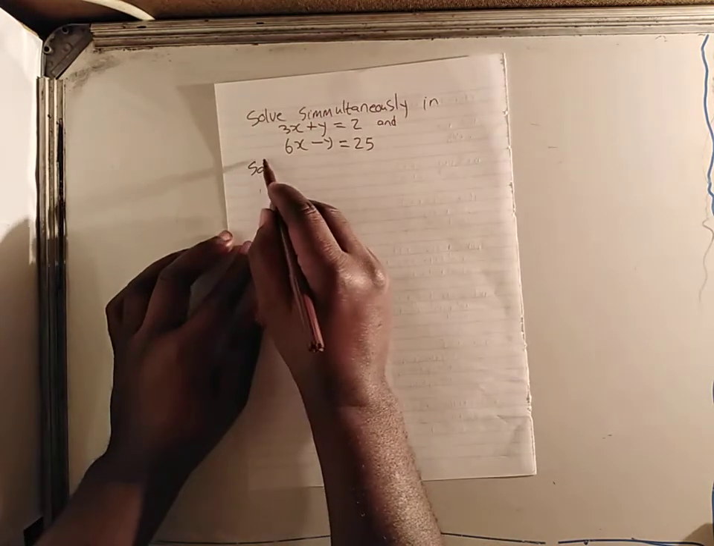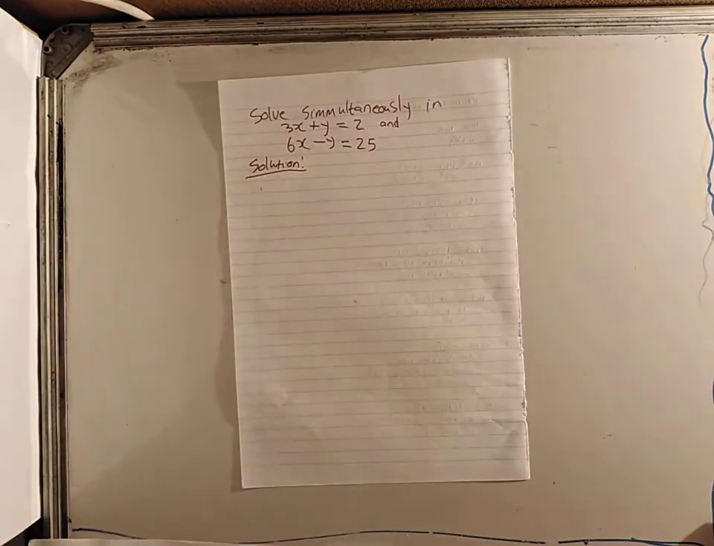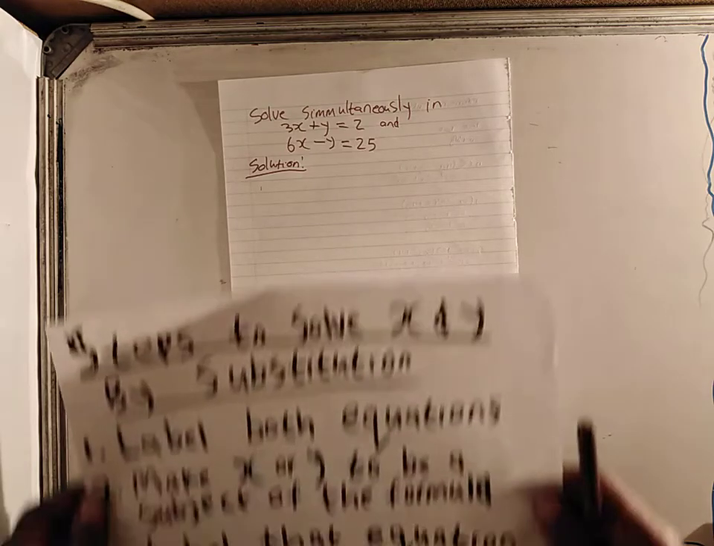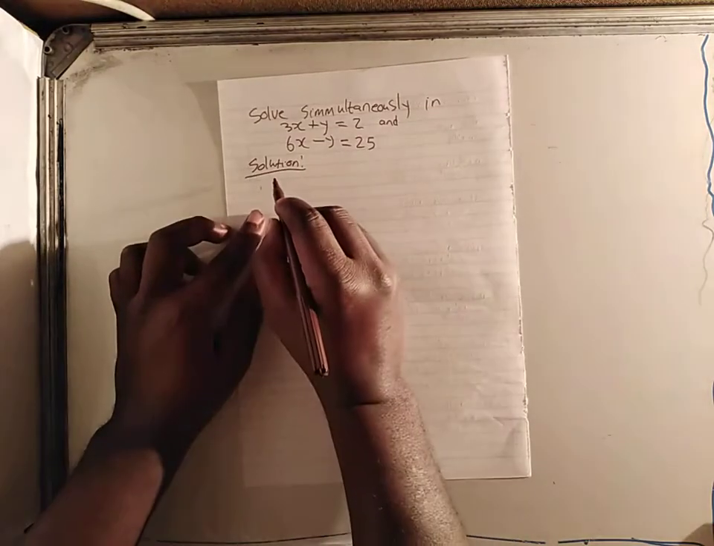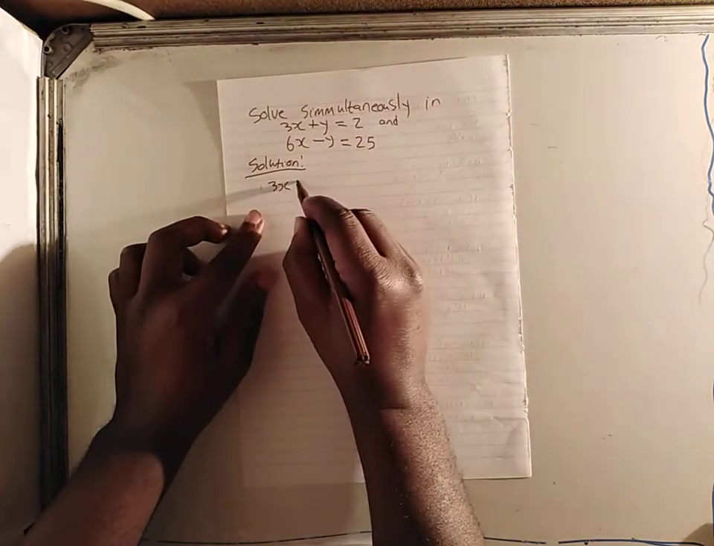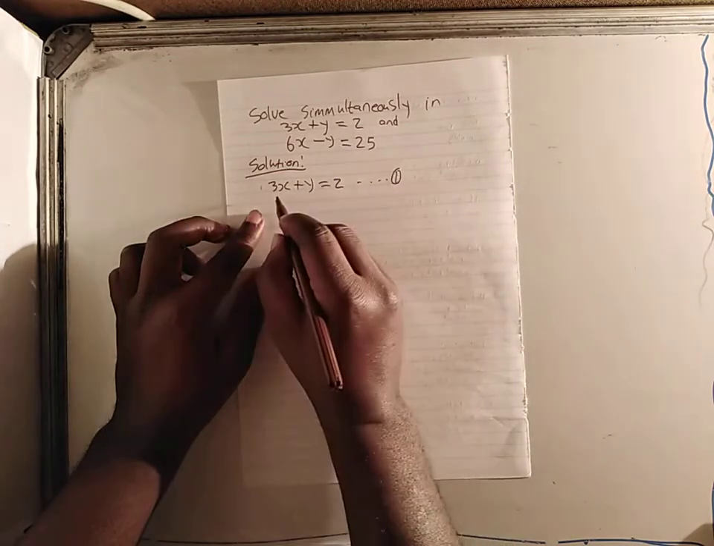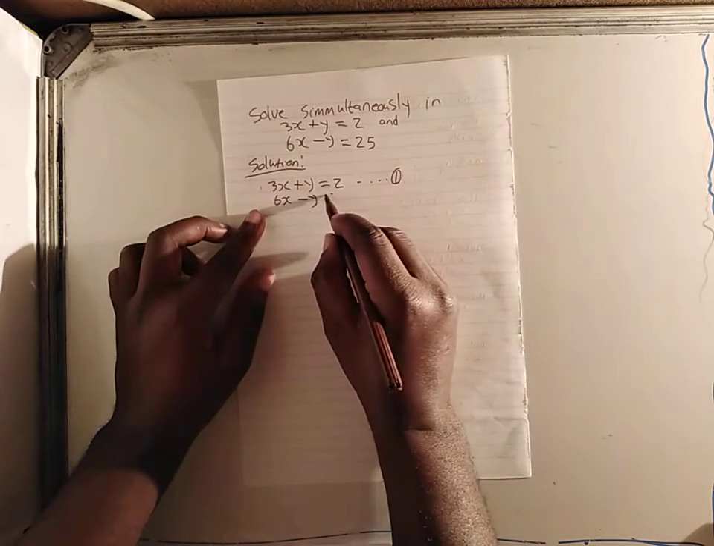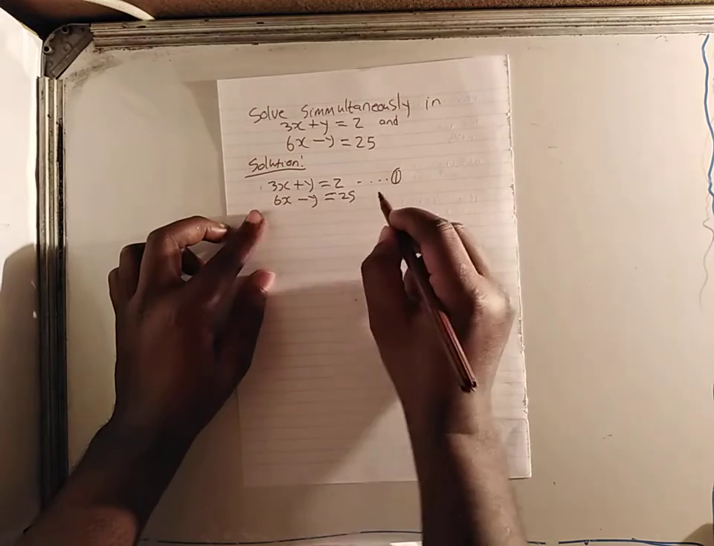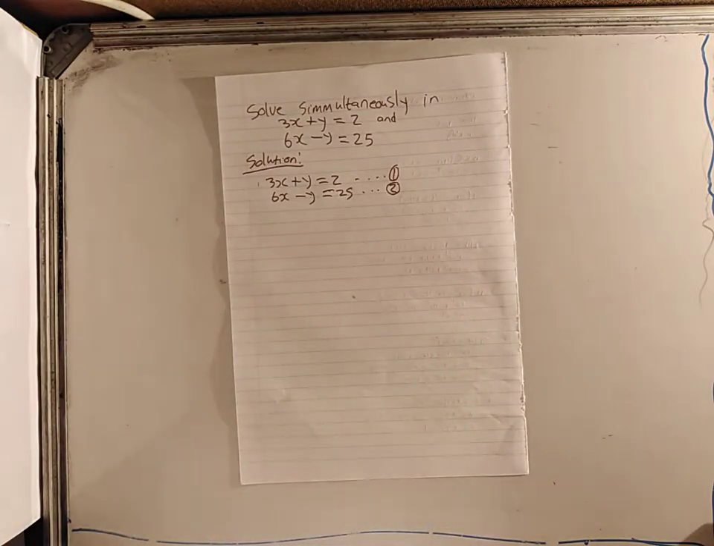So here's our solution. We go back to our scope. So what does our scope say? Number one, label both equations. Let's do that. We'll say 3x plus y is equal to 2. This is equation 1. And then we'll say 6x minus y is equal to 25. This will be equation 2. All right, step number 1 done.